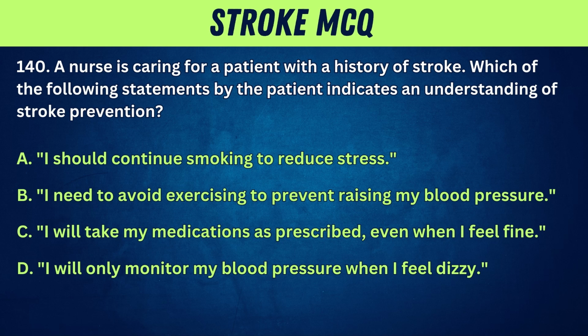140. A nurse is caring for a patient with a history of stroke. Which of the following statements by the patient indicates an understanding of stroke prevention? A. I should continue smoking to reduce stress. B. I need to avoid exercising to prevent raising my blood pressure. C. I will take my medications as prescribed, even when I feel fine. D. I will only monitor my blood pressure when I feel dizzy.